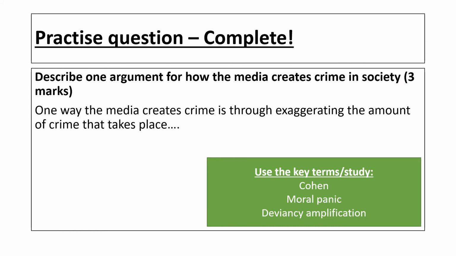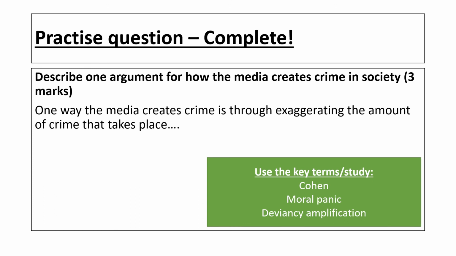And then lastly, what I'd like you to do is practise this question and complete it. Describe one argument for how the media creates crime in society. Really what you want to do is make the point that the media creates crime through exaggerating how much crime takes place. You want to reference Cohen, so you'd say that Cohen talks about how the media creates moral panics in society, which makes people worry about a particular type of crime. And this leads to more of that type of crime occurring in society.